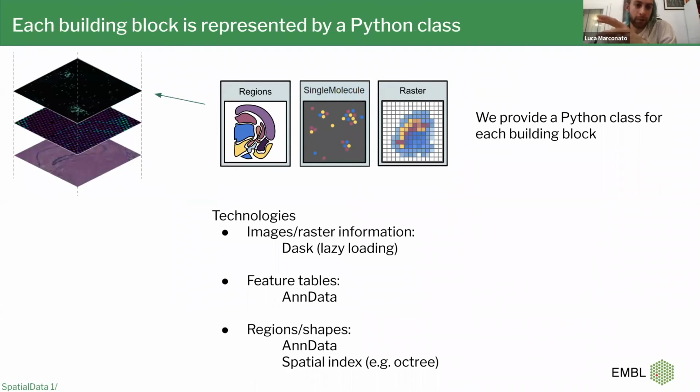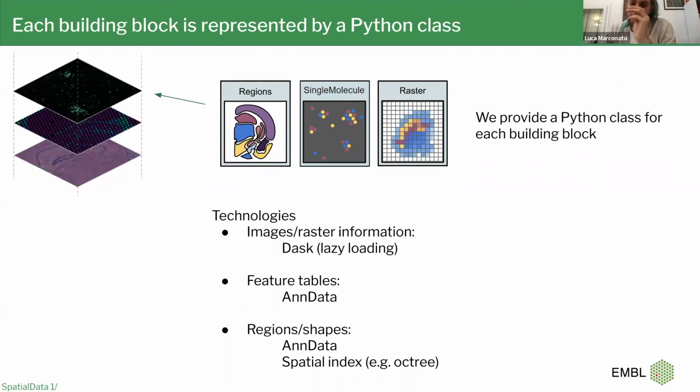You then, from the memory representation, we provide different building blocks, different Python classes for its building blocks. And for doing this, since we don't want to re-implement the wheel, we use existing standard technologies. Like for images, we rely on Dask for lazy loading. For a features table, we make use of AnnData, and for regions, we use a combination of AnnData objects and spatial index objects, like, as I said, we are exploring the use of quad trees.